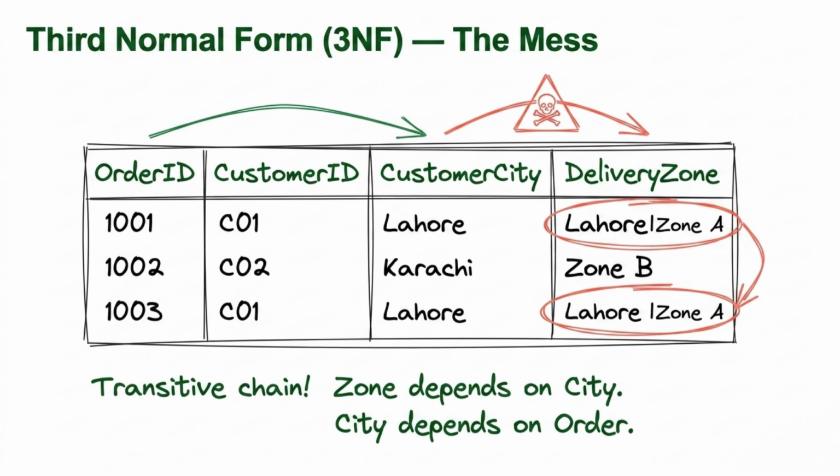Third normal form, 3NF, the mess. Look at this orders table. Delivery zone doesn't depend on order ID, it depends on customer city. And customer city depends on customer ID, not directly on the order. That's a transitive chain. If Lahore changes its delivery zone, every row must be updated. Miss one, anomaly.